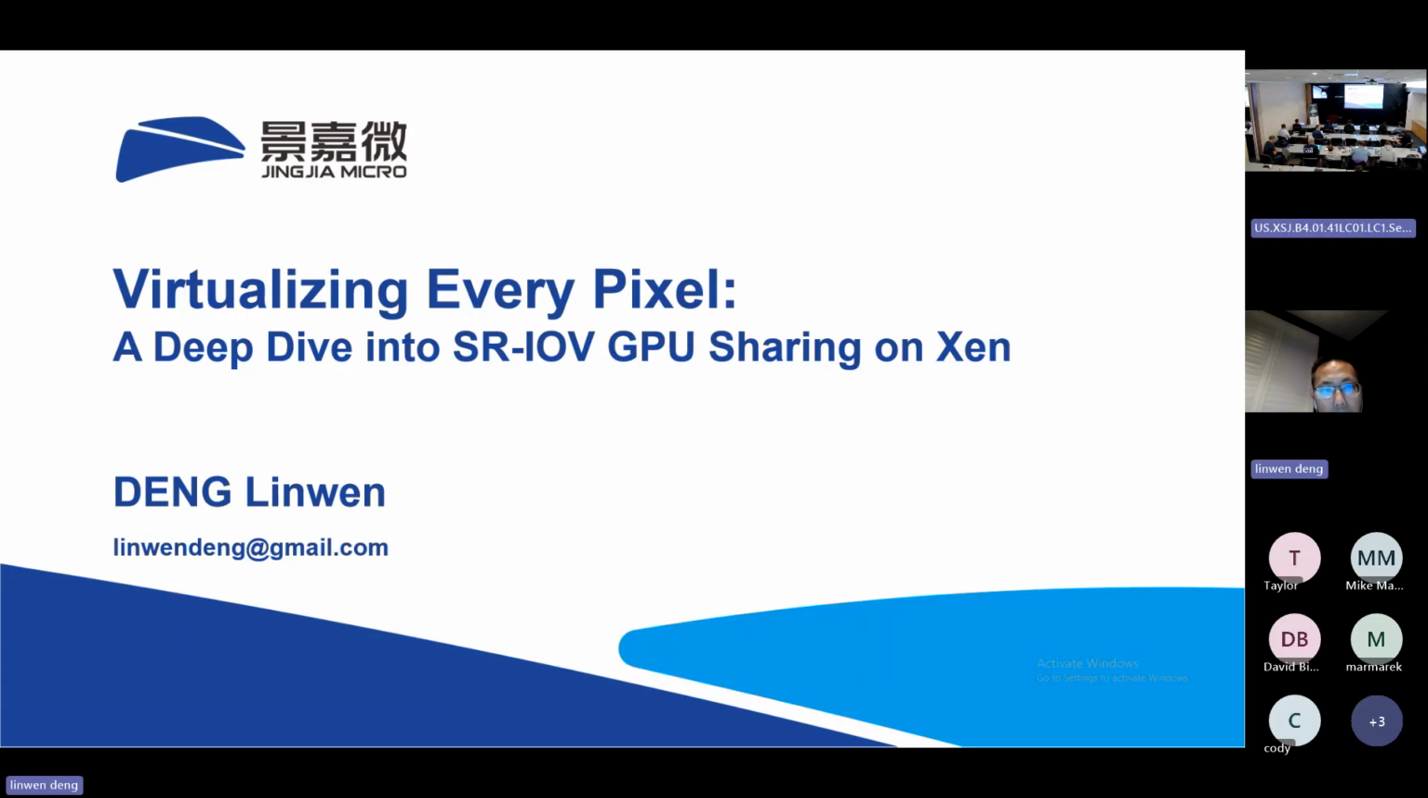Where traditional pass-through gives a single virtual machine exclusive access to a device, SR-IOV allows us to slice up a single physical GPU and share it among multiple virtual machines. That's a game changer for GPU virtualization.